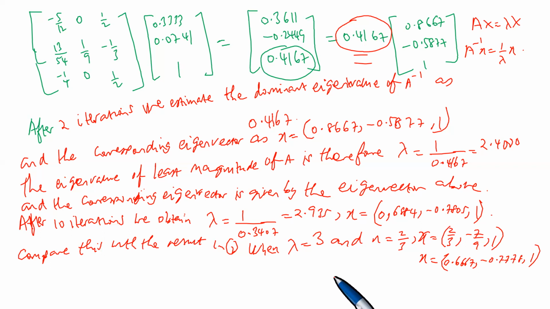Now we compare this with the result when lambda equals 3 and the n equals that, so we have that. So obviously we remember that when lambda was 3, we got this eigenvector. But now after 10 iterations, we got this lambda equals 2.935, which is close to 3, and the eigenvector is this one. The convergence of the power method is slower than in A because of the magnitude of the dominant eigenvalue of the lambda is 1 over 3. Okay, I'll mention that.